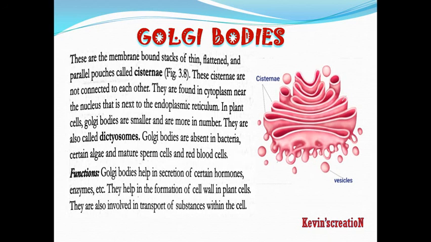So the Golgi body secretes certain hormones and enzymes, and also helps in formation of the cell wall in plant cells. Their additional function is that they are also involved in the transport of substances within the cell. Just like endoplasmic reticulum, they distribute the substances within the cell.